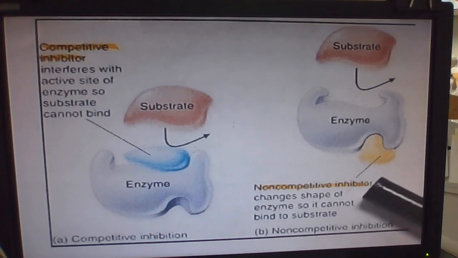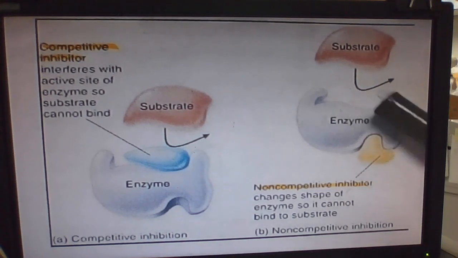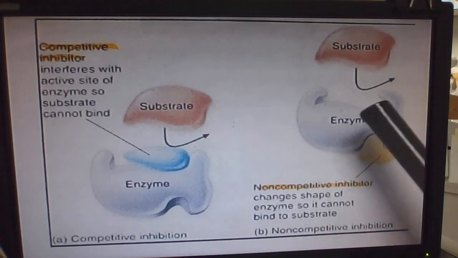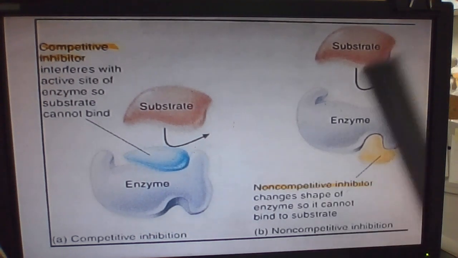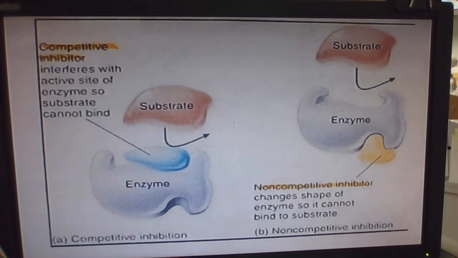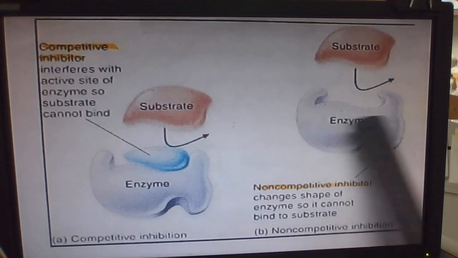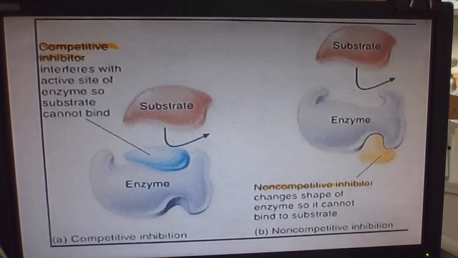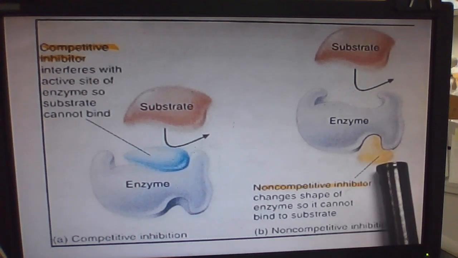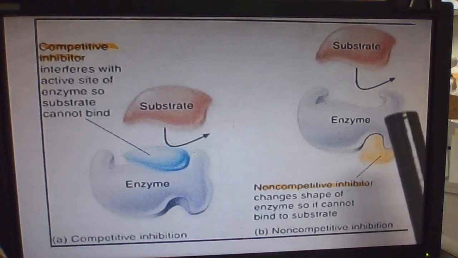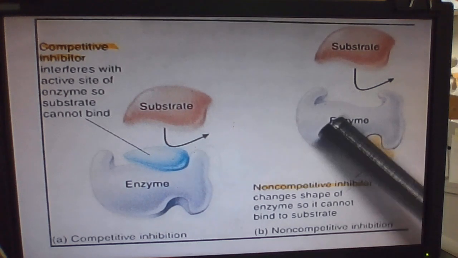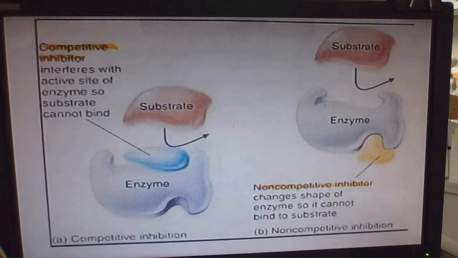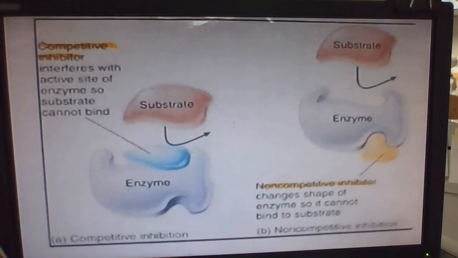A non-competitive inhibitor, notice that the yellow one's non-competitive, is not getting in the active site, but when it bonds to that little notch at the bottom, that bonding changes the shape of the enzyme. Changing the shape of a protein changes its function. So by changing the shape of that enzyme, now the active site is no longer available to accept the substrate. It is a non-competitive inhibitor because it's not competing for the active site, but it is still inhibiting that enzyme from working. The substrate cannot bind because the non-competitive inhibitor has changed the shape of that enzyme.